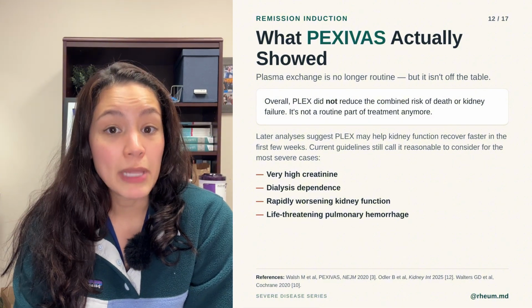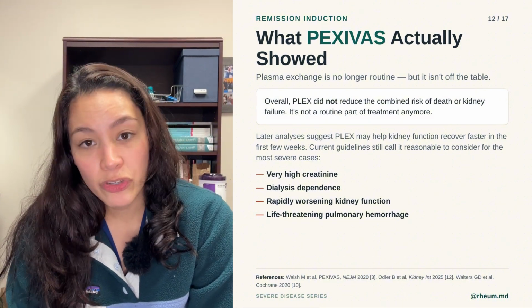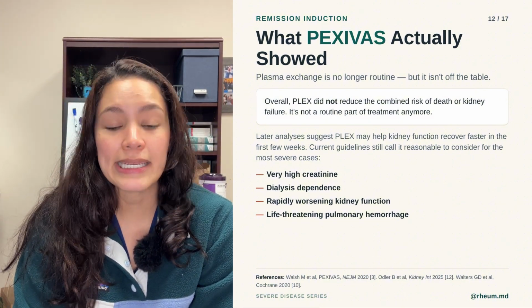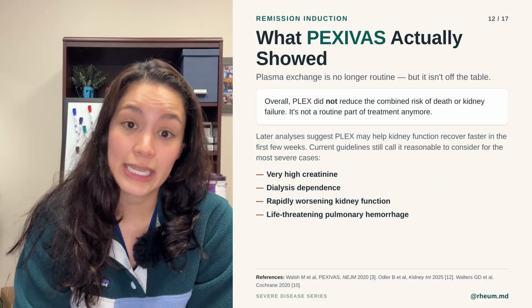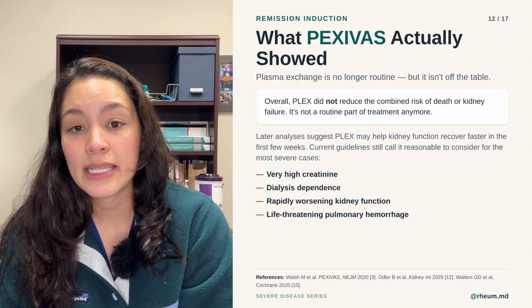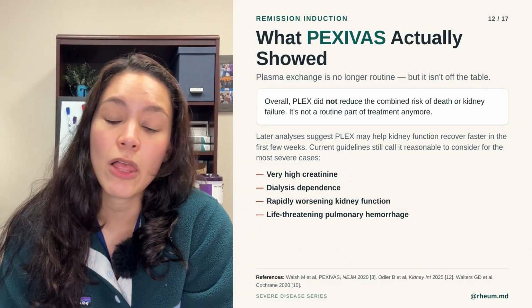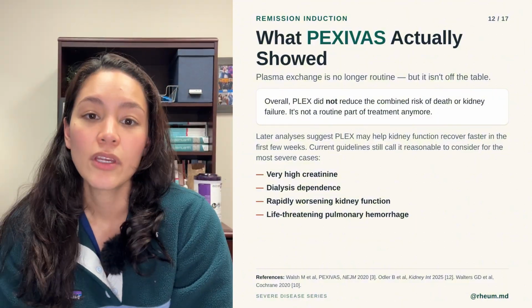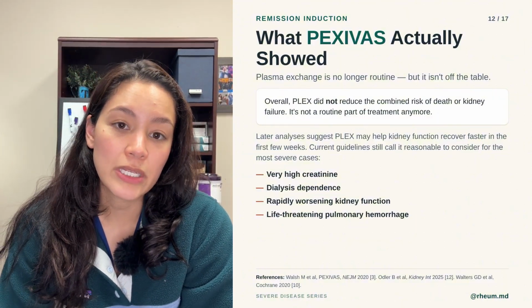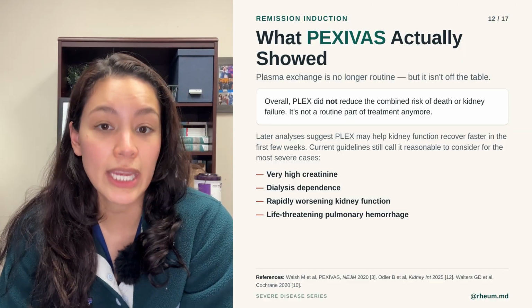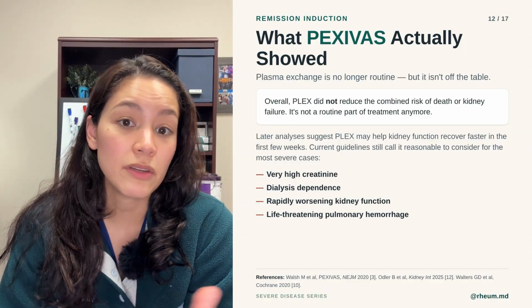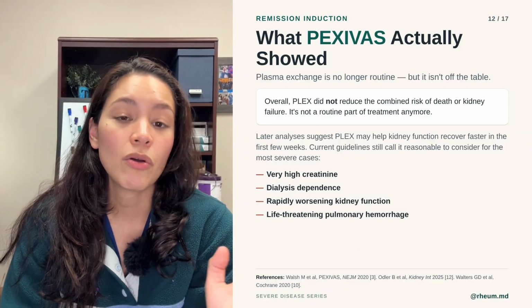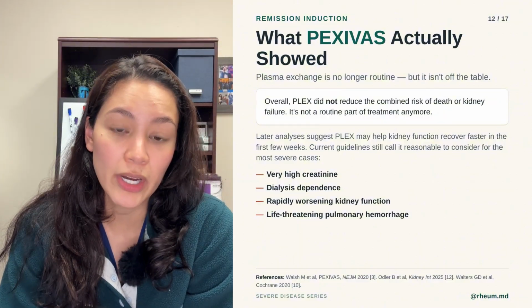With regard to plasma exchange, the PEXIVAS trial showed that PLEX did not reduce death or kidney failure, but later analyses did show that it may help kidney function recover faster in the first few weeks. So current guidelines say it is reasonable to consider in severe cases like people with diffuse alveolar hemorrhage or those with severe kidney failure requiring dialysis.